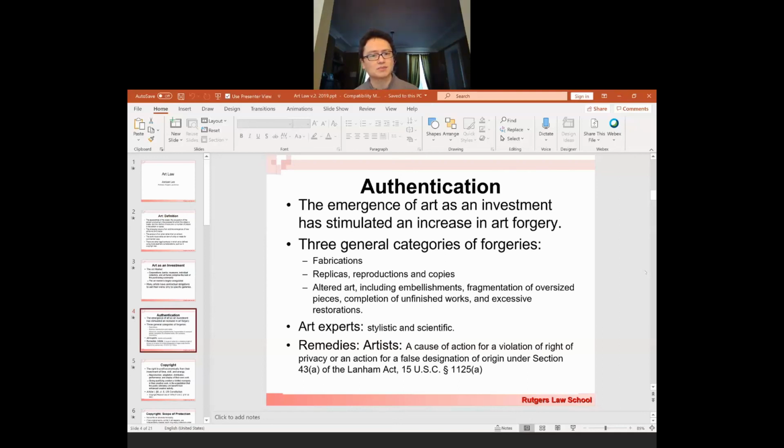So art experts usually look at the style to decide whether an artwork is authentic or not, or they sometimes adopt a scientific method like X-rays to see whether there was actually a change on top of the existing work.